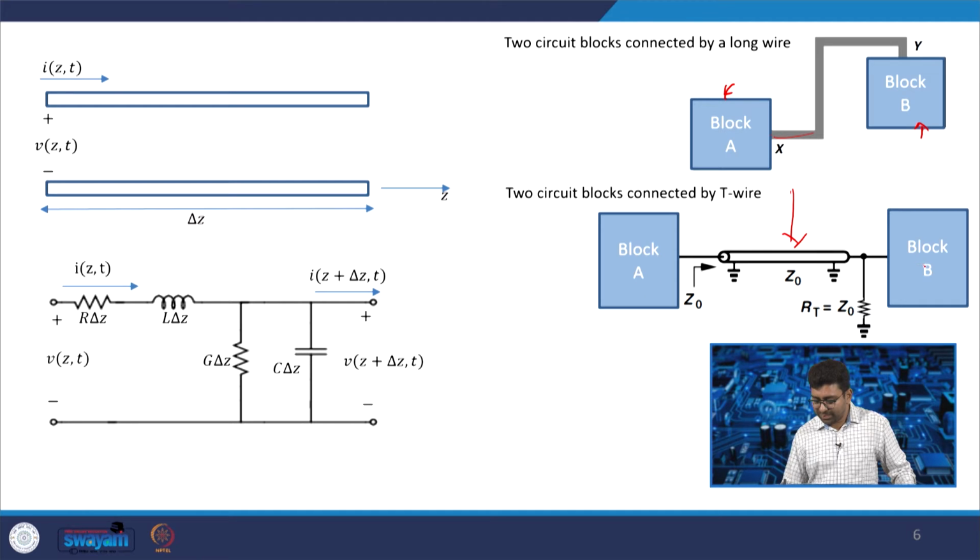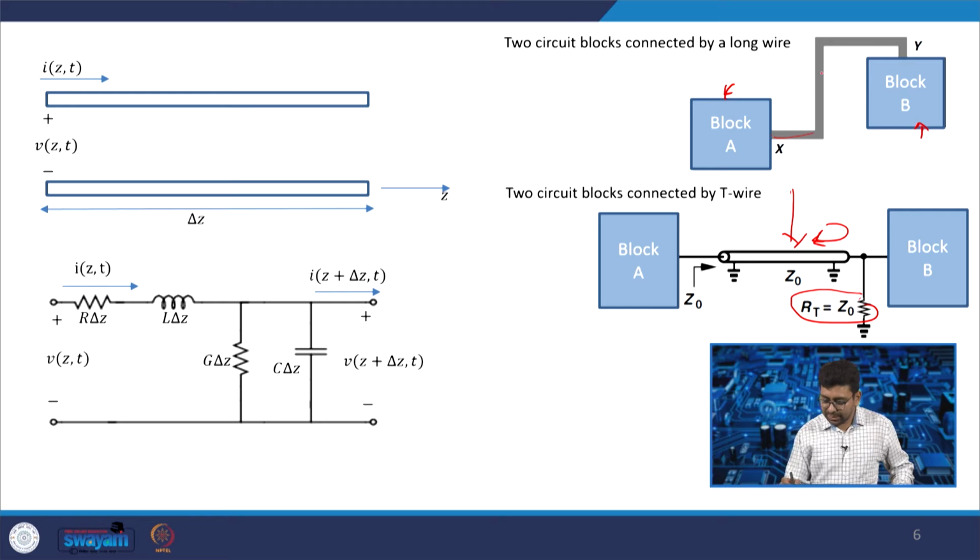In the second example, there is a block A and block B connected through a transmission line, means through a wire. So, a wire is also considered as a transmission line. If this block B is not matched properly, then there is a reflection of the signal, and we will discuss how the transmission line works in this lecture.